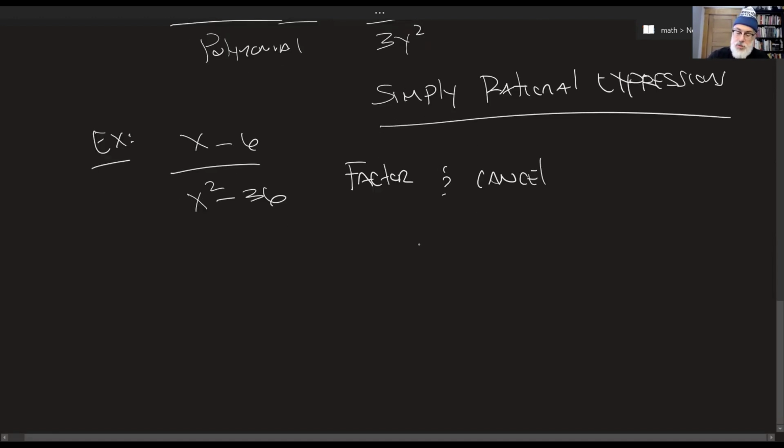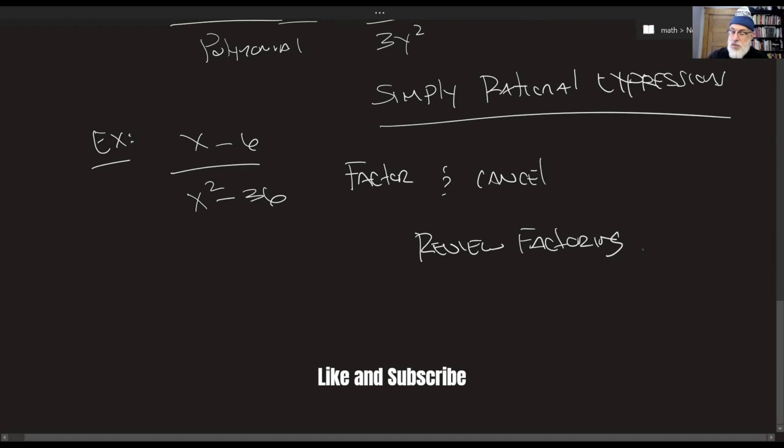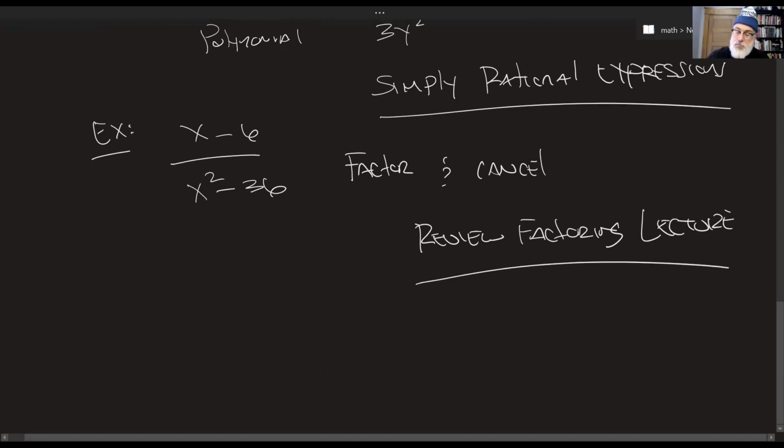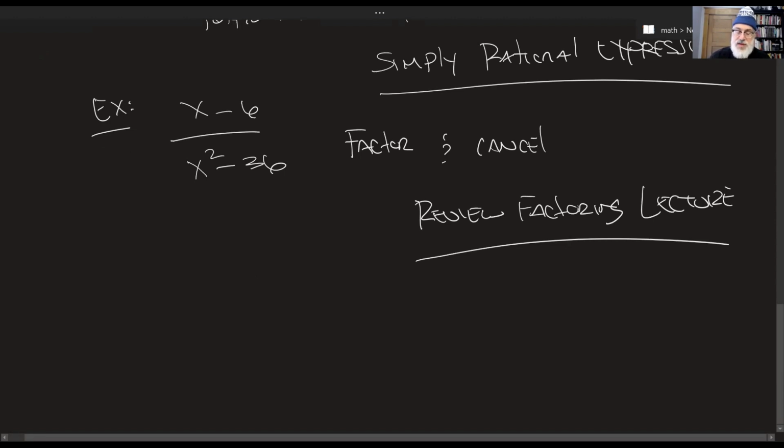Review factoring, if you haven't already and need a review. I will put the link to the lecture somewhere above or below. So we want to factor the top and bottom if possible, and then cancel what can be canceled. And that will be how we simplify this.